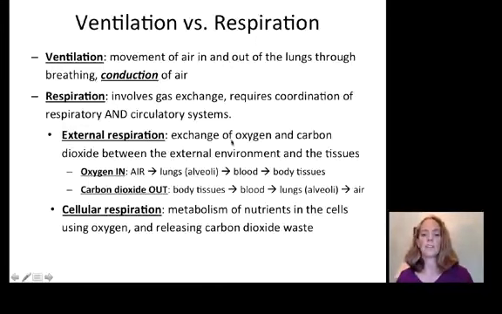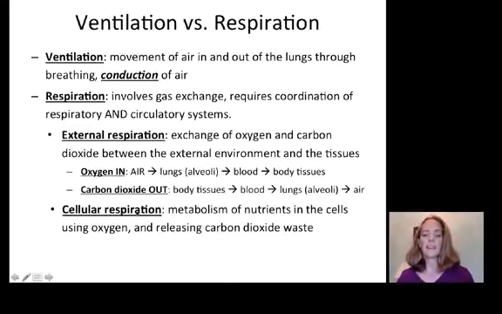So external respiration is bringing oxygen and carbon dioxide from the external environment to and from the tissues. That is, oxygen will be brought in from the air into the air sacs of the lungs, and then from the lungs diffuse into the blood, and then from the blood diffuse into the body tissues. Carbon dioxide will be produced in the body tissues as they're performing metabolism, and that will diffuse into the blood and be sent from the blood to the lungs, and will diffuse into the air sacs of the lungs, into the air, and then we will breathe the air out.